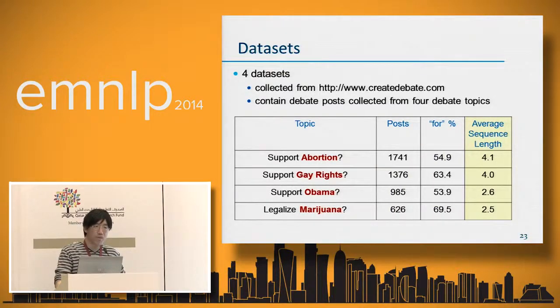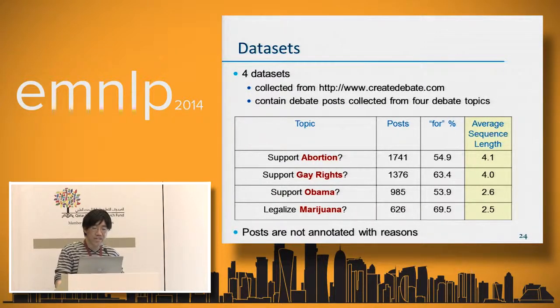If you remember, posts can form post sequences, meaning that each post in the sequence is a reply to the immediately preceding post in the sequence. This last column shows the average number of posts in the post sequence. So for instance, for abortion and gay rights, the average number of posts in the post sequence is approximately 4.